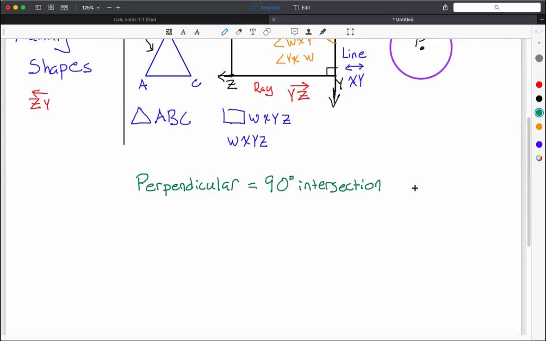So that's what you're seeing. So I'm going to say that ray YZ. So I have to write YZ and then make it a ray. That ray YZ is perpendicular to line XY. I was going to purposely make a mistake, but I'll go ahead and just write it correctly. It's perpendicular to line XY.